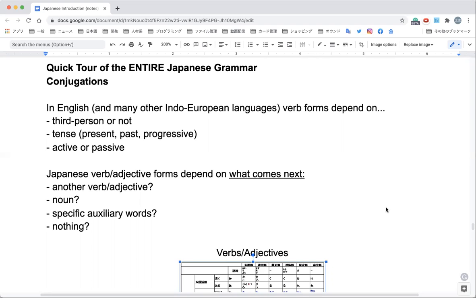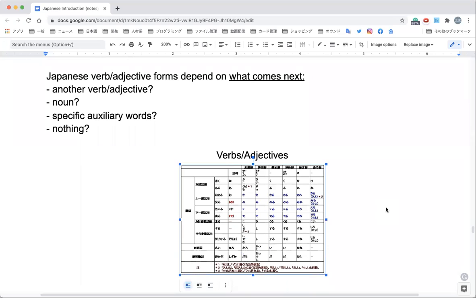In Japanese, the concept is completely different, I would say. The verb or adjective forms are decided depending on what comes next, what comes right after that. Is it another verb, another adjective, is it followed by a noun or a specific auxiliary word, or nothing? It just ends there. Depending on these things, the word form is decided. And the thing is, Japanese conjugations are not really that complicated if you figure it out.